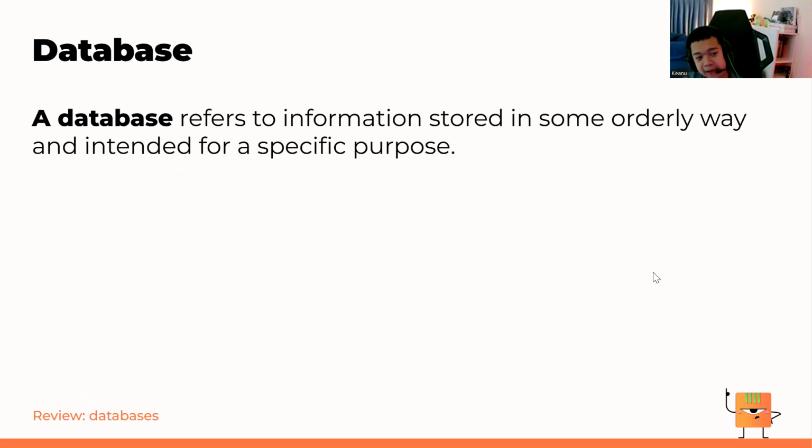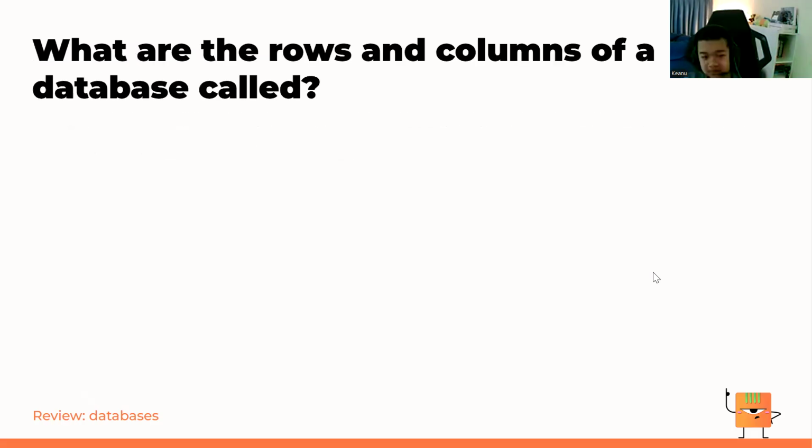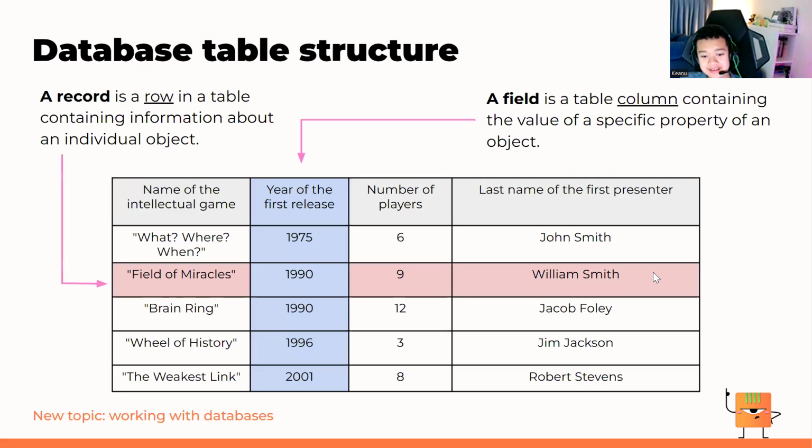So basically, a database refers to information stored in some orderly way and also intended for a specific purpose. And then what are the rows and columns of a database called? So, a table. Basically, in a database, we can call the rows records, and the columns fields.